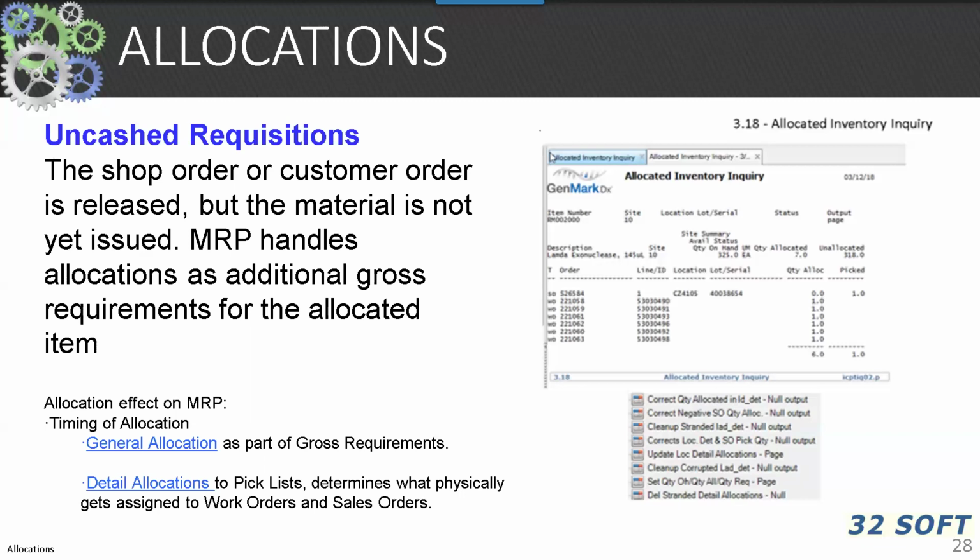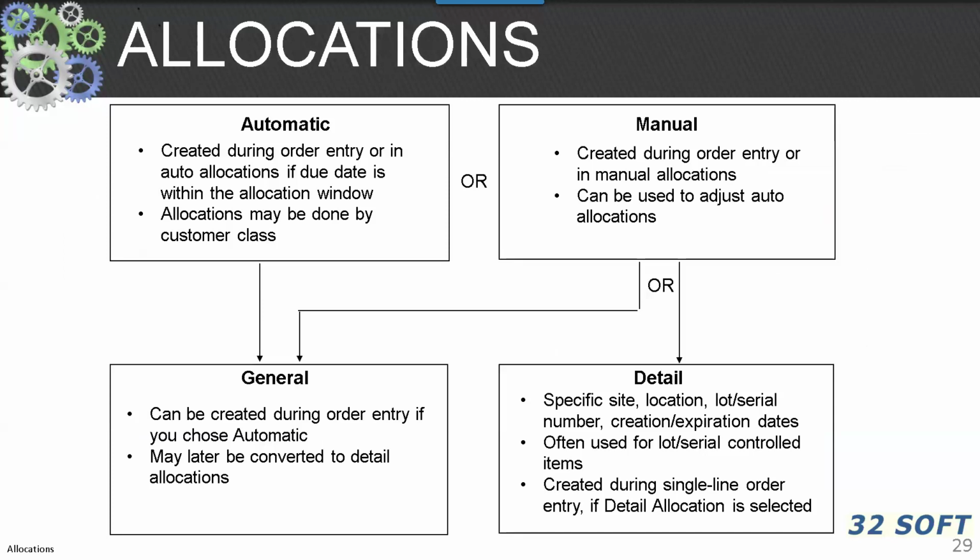Allocations are often referred to as uncashed stockroom receipts. That is, the shop order or the customer order is printed and released, but material is not yet issued or moved to inventory or WIP or usage. MRP handles allocations as an additional gross requirement for allocated items.